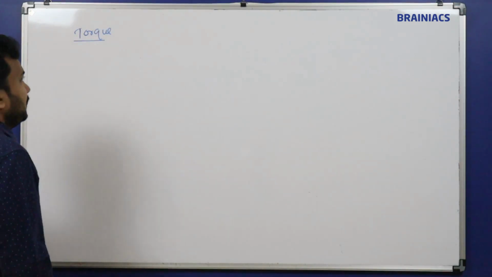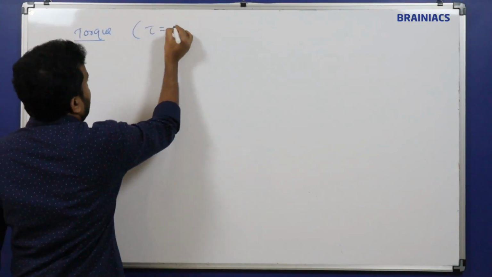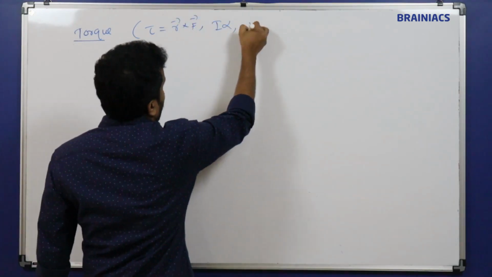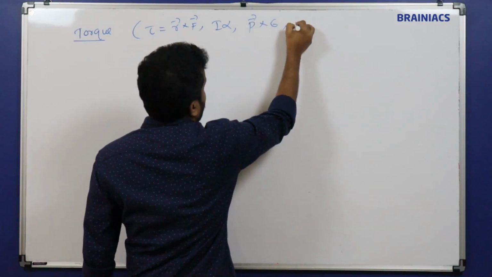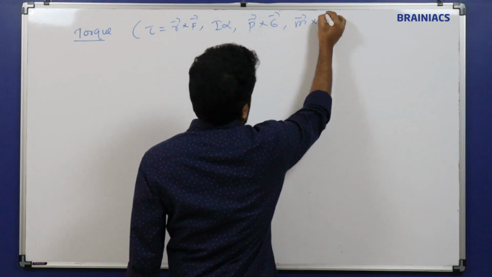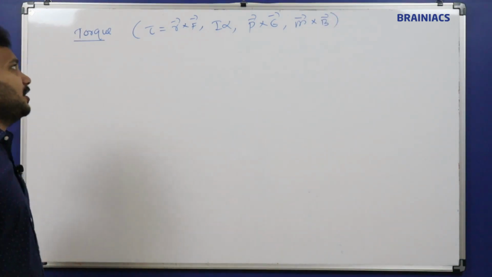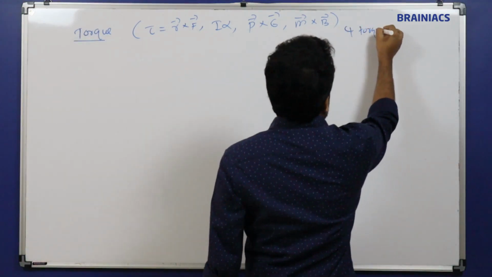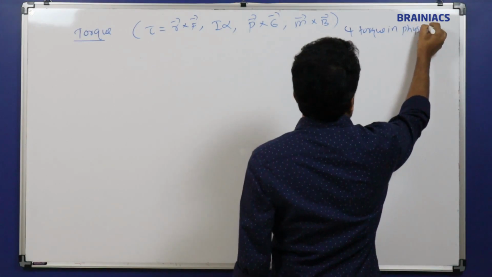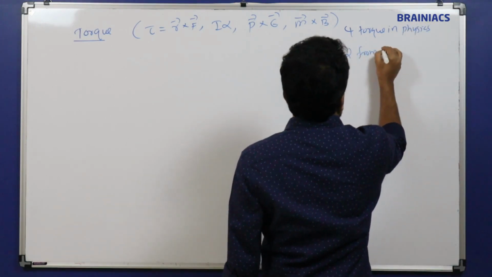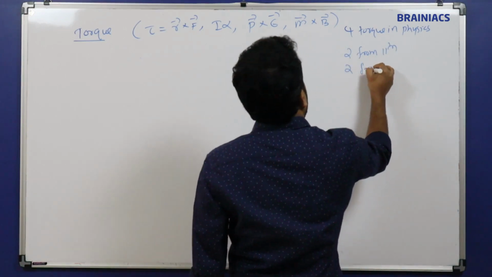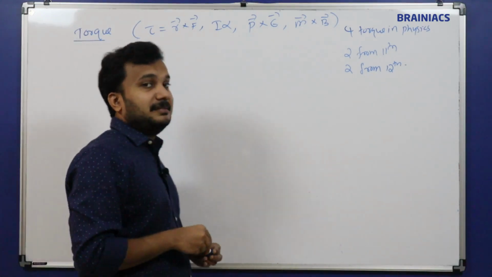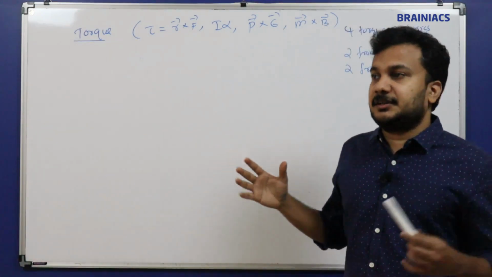As a summary, just for you to understand, torque has 4 sets of equations. Torque is equal to R cross F, one set of equation. Torque is equal to I alpha. Torque is equal to P cross E in electrostatics. Torque is equal to M cross B in magnetism, in moving charges and magnetism. So 2 from 11th and 2 from 12th. These are the 4 torque equations in the entire physics.